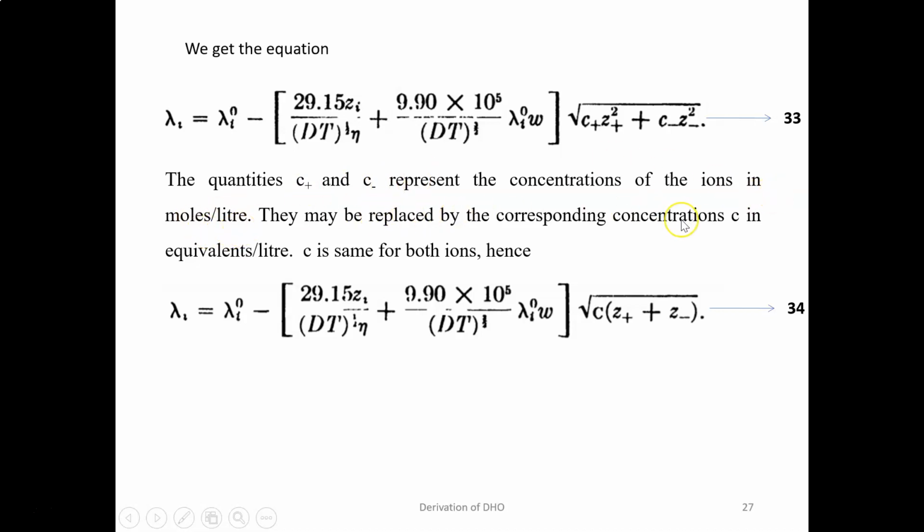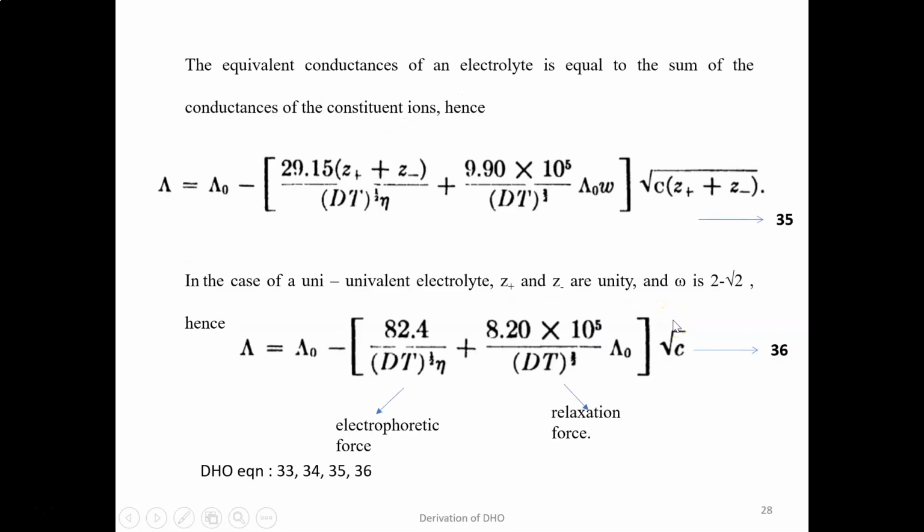They can be replaced by the corresponding concentration c in equivalents per liter, and c is the same for both ions. If c is the same for both ions, you can write lambda i is equal to lambda 0 i minus 29.5 Zi divided by dt raised to 1 by 2 eta plus 9.90 into 10 raised to 5 divided by dt raised to 3 by 2 lambda 0 i omega, multiplied by root of c into z plus plus z minus. The equivalent conductance of an electrolyte is equal to the sum of the conductances of the constituent ions.